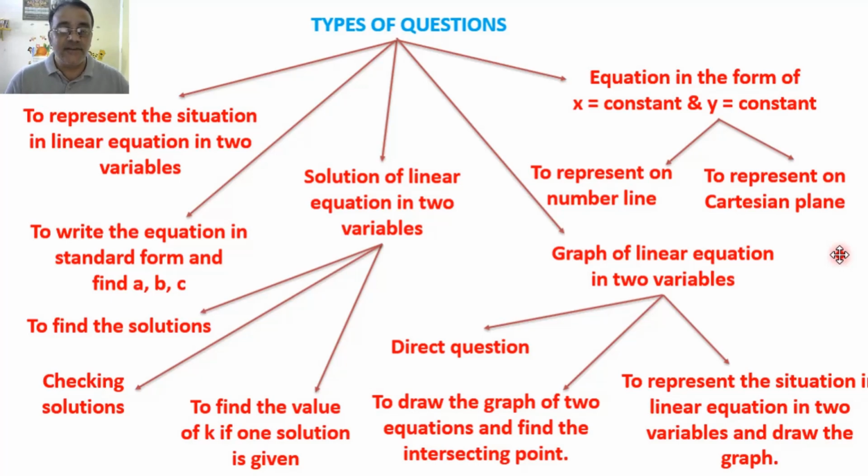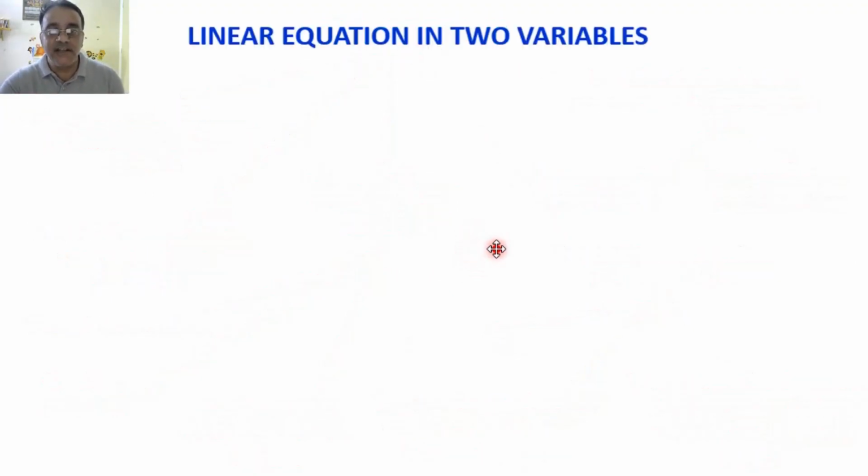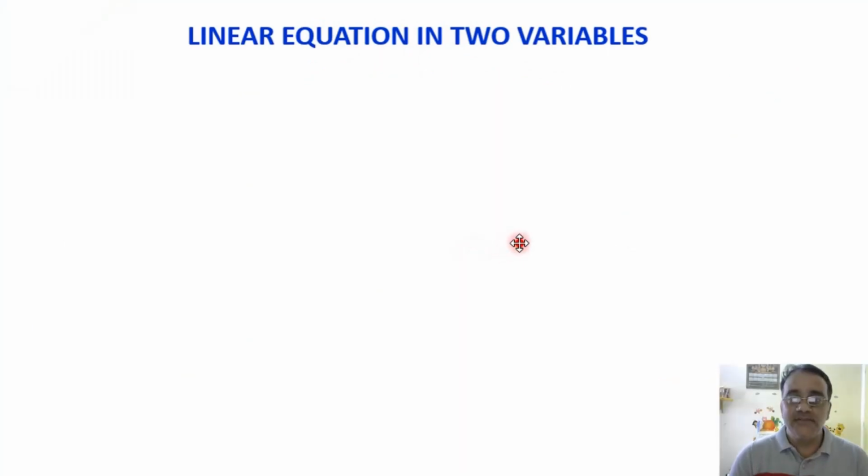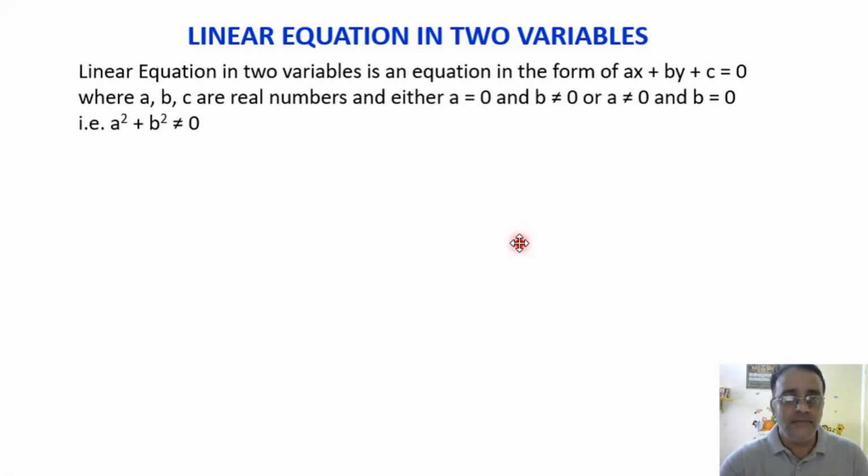So we'll start from the first bit, that is to represent the situation in linear equation in two variables. So let us have the introduction first, linear equation in two variables. The equation which is in the form of ax plus by plus c is equals to 0. The linear equation in two variable is an equation in the form of ax plus by plus c is equals to 0, where a, b, c are real numbers and with a condition.